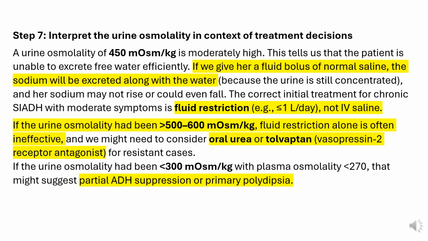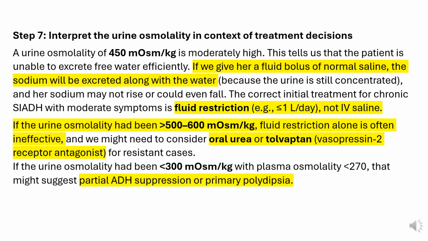A urine osmolality of 450 mosm/kg is moderately high. This tells us that the patient is unable to excrete free water efficiently. If we give her a fluid bolus of normal saline, the sodium will be excreted along with the water because the urine is still concentrated, and her sodium may not rise or could even fall.